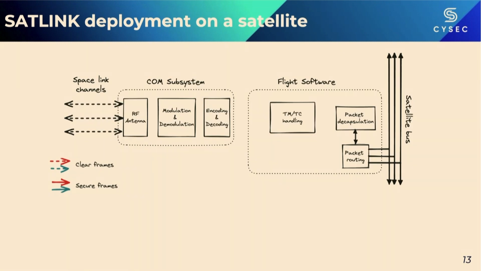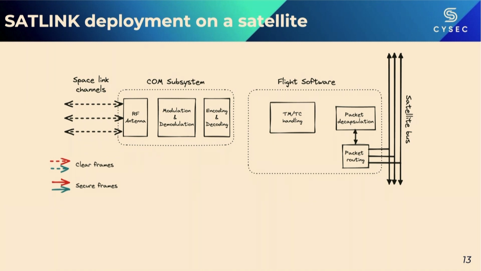Now, on the space side of things, this is going to be a gross oversimplification of how things go, but it's a good approximation. Usually, we have a communication subsystem, which handles all the radio frequency stuff for us: modulation, demodulation, encoding, decoding, etc. And this goes on to either a flight software implementation or FPGA, a routine that handles TMTC generation and decapsulation. Packets are extracted from the frame or inserted into the frame. This is then routed to the rest of the satellite.